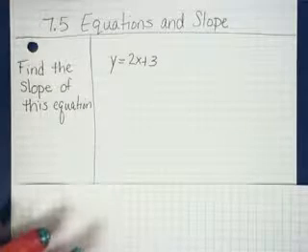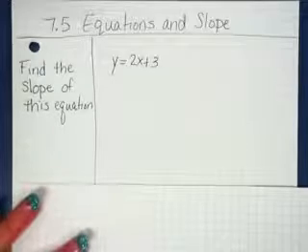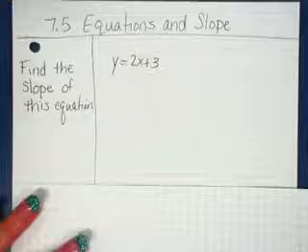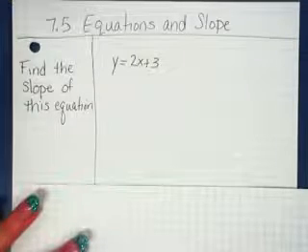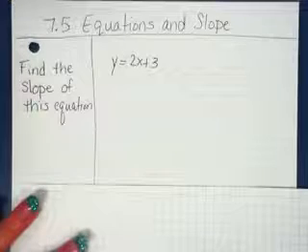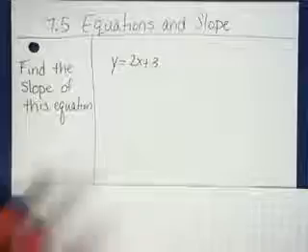All right, so now we're starting 7.5, equations in slope. So we have an equation, and the directions say find the slope of this equation. Now remember that when we found slope, we used an x and a y, or 2 points, to find it. So we're going to take this equation, and we're actually going to find 2 points.